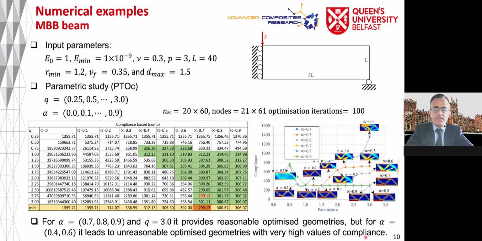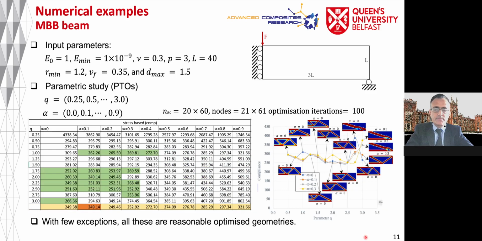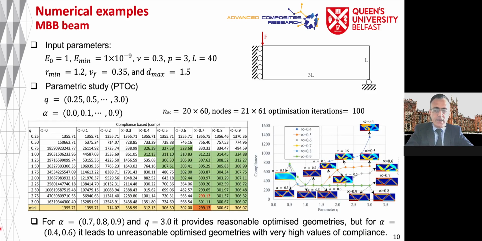Similarly, for alpha equal to 0.7, 0.8, and 0.9, which are these three, it provides reasonable optimized geometry. But for alpha equal to 0.4, which is this one, 0.5, which is this one, and 0.6, which is this one, it provides unreasonable optimized geometry with very high values of compliance.